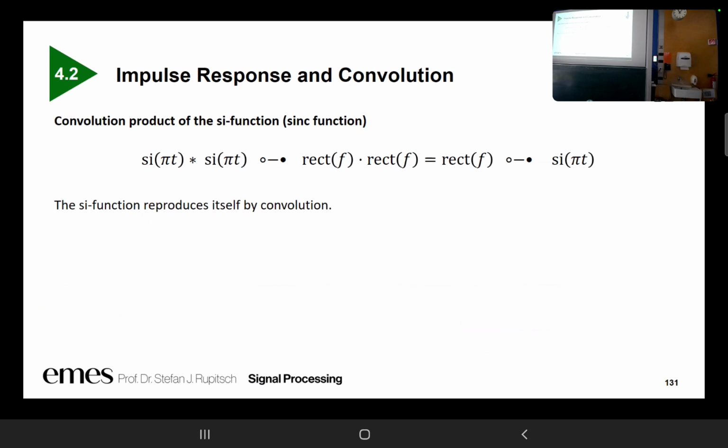If you take a look at the overlapping areas, then it would be different. This would be the case if you perform the convolution of two rectangular functions, but here we perform the multiplication. Multiplication leads to a rectangular function again, and if we transform the rectangular function back to the time domain, we obtain again the sinc function. In other words, the convolution of the sinc functions leads to a sinc function.